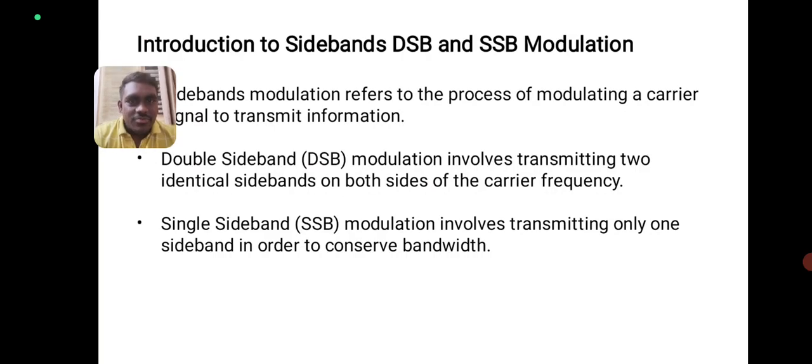Introduction. We have to do first introduction to DSB and SSB modulation. DSB is double sideband modulation and SSB is single sideband modulation. Sideband modulation refers to a process of modulating a carrier signal to transmit information. Double sideband modulation involves transmitting two identical sidebands on both sides of the carrier frequency. Single sideband modulation involves transmitting only one sideband in order to conserve bandwidth.